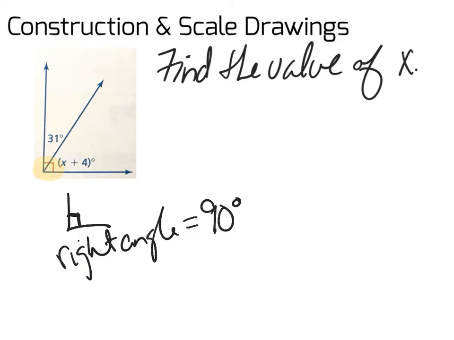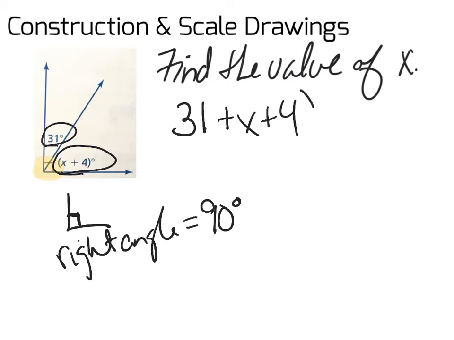Okay, so what they're showing is two angles. This angle is 31 degrees, and the second angle is x plus 4. But all together, they equal a right angle. So I'm going to set up an equation. I'm going to have 31 plus (x plus 4) equals 90. And then I can just solve the equation.